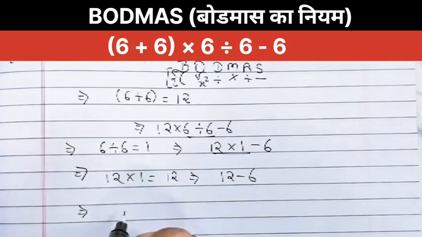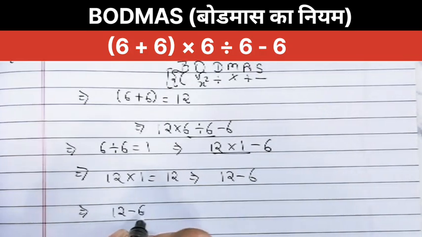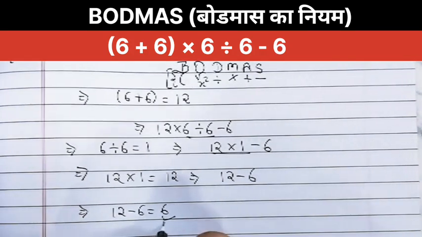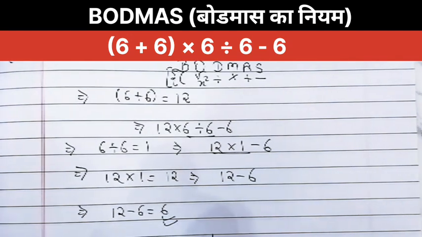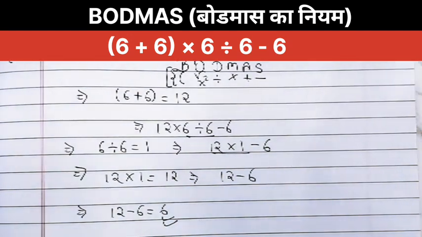Now we subtract the values. 12 minus 6 is equal to 6, and 6 is the final result. According to this step, subtraction is the final step in the expression as per the order of operation.